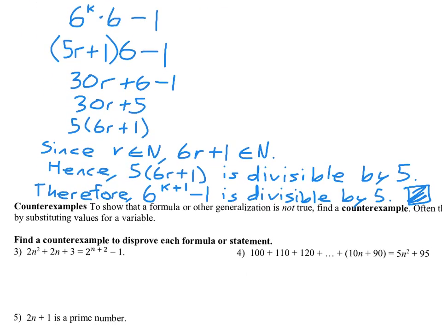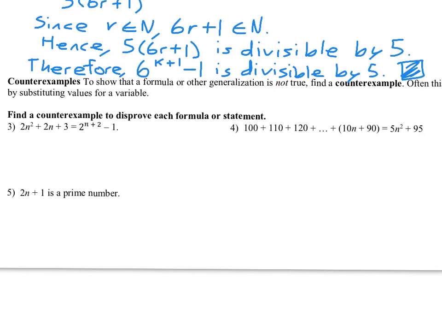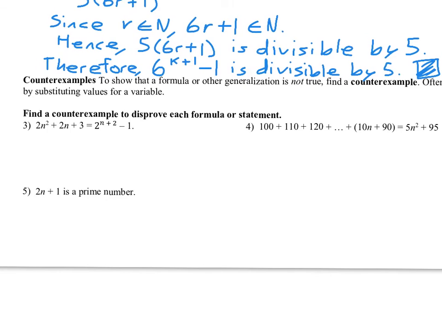Alright, and then we're going to work on disproving things by counterexample. So this is a lot quicker than a proof by induction. If you want to disprove a statement, you have to just find one example when it doesn't work. When you want to prove a statement, you have to show that it always works, which takes longer. So to disprove, you just have to find one example where it doesn't work.